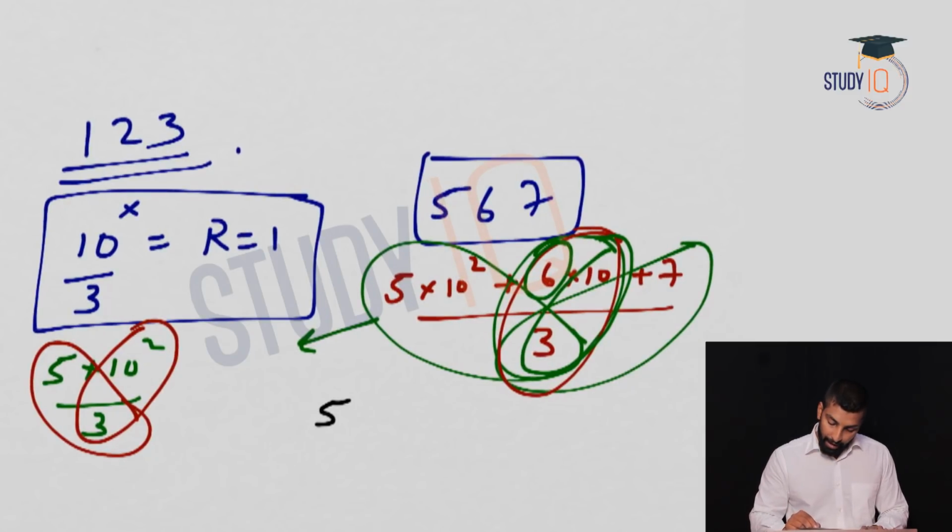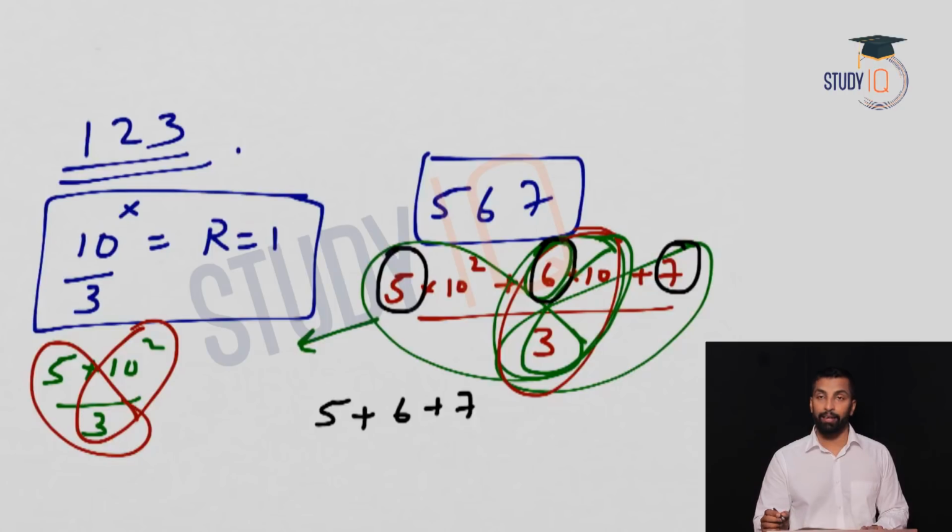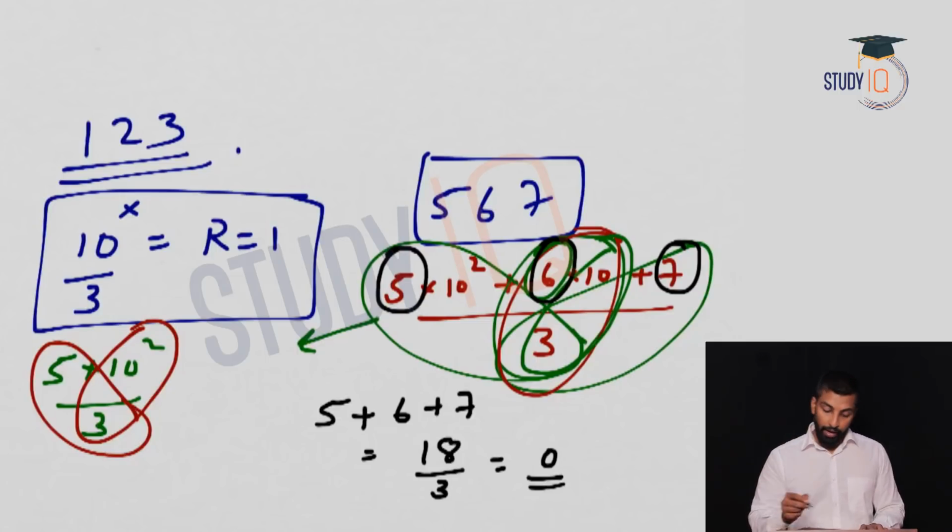You can take 5 plus 6 plus 7. Why? Because 5 is the remainder here, 6 is the remainder here, 7 is the remainder here. Then when you take the sum, you get 11 plus 7, which is 18, which is greater than 3. So you further divide with 3, you get remainder 0. So that is why you take sum of digits.